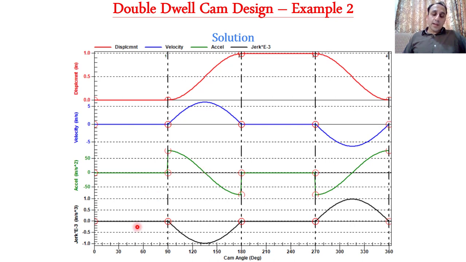But still, we will look at the jerk diagram. This jerk diagram is finite, so this is okay. This is continuous. But the only issue is with this acceleration diagram. Because of this discontinuity in the acceleration, that cam design is not acceptable.